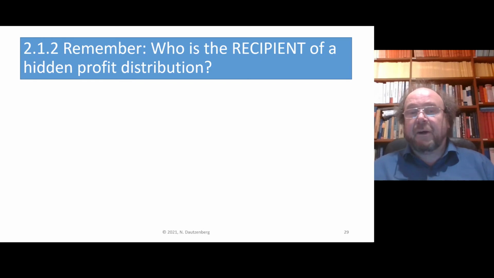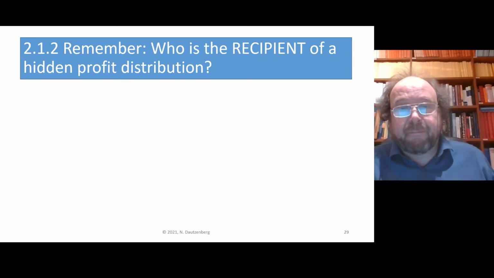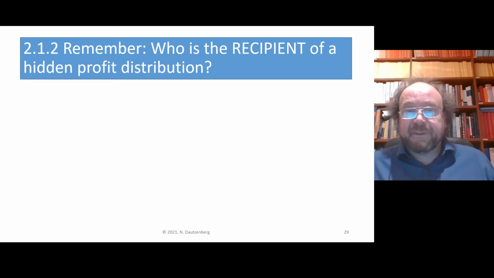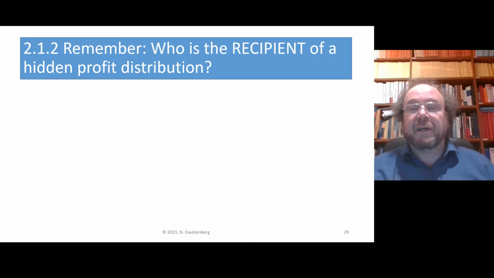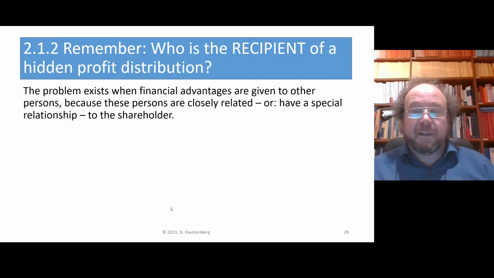Okay. Now let's turn to another basic question. We are still, as you see, at the repetition of basics which have to do with contract relationships between a company and shareholders or related persons. Who is now the recipient of a hidden profit distribution? That problem exists where financial advantages are not given to the shareholder himself or herself, but to closely related persons, for example, the shareholder's wife or husband or children, because of their family relationship with the shareholder.